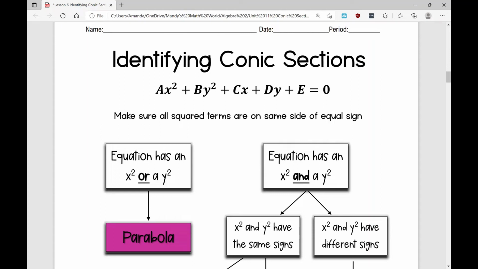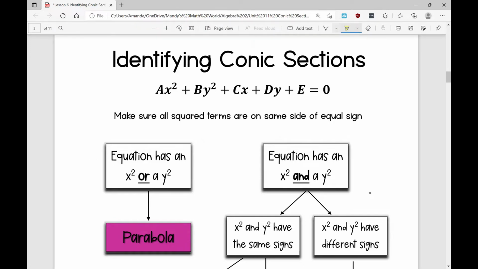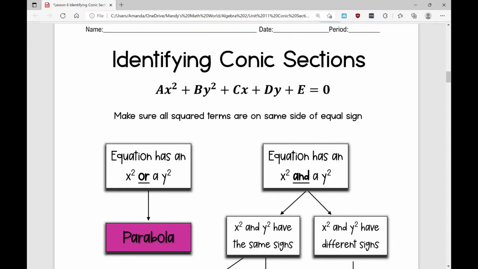In today's lesson, we're going to talk about how to identify conic sections when given an equation in general form, which is written like this: ax squared plus by squared plus cx plus dy plus e equals 0. So I've got all the terms on the same side of the equal sign. And really all I need when I'm identifying conic sections are all squared terms on the same side of the equal sign.